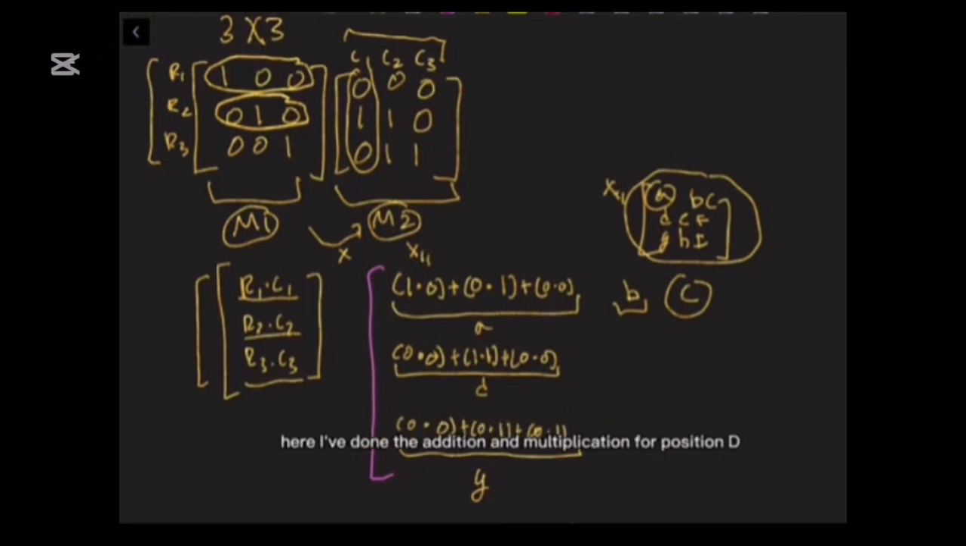Here I've done the addition and multiplication for position D. This is for when we're doing row 2 times each column. So I've done row 2 times column 1. Again, I'll leave position E and position F, and position H and position I here for you to pause the video and try yourself.